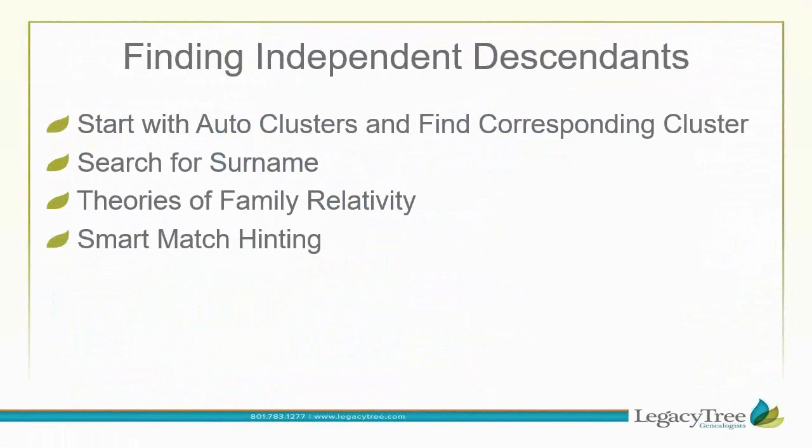And some steps that you can take in doing this, and we'll go through these, are to start with AutoClusters and find any corresponding cluster that might include individuals from the Rank and Lemon families. There's also opportunity to search for surnames, to filter those searches by individuals who have theories of family relativity or smart match hinting. And we'll talk about each of these as we go through this process.